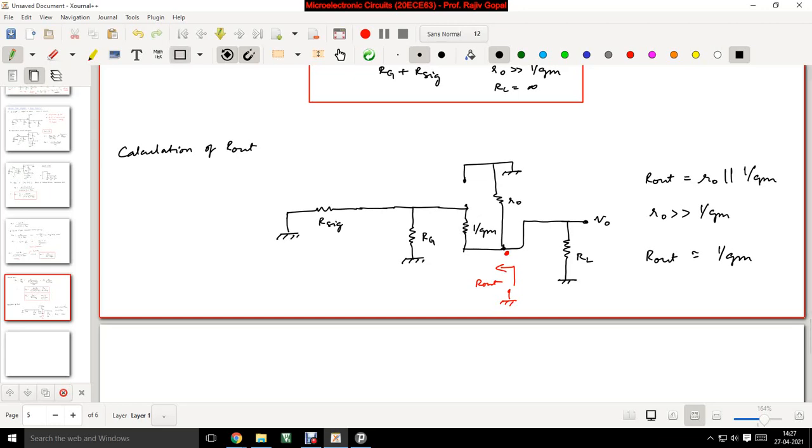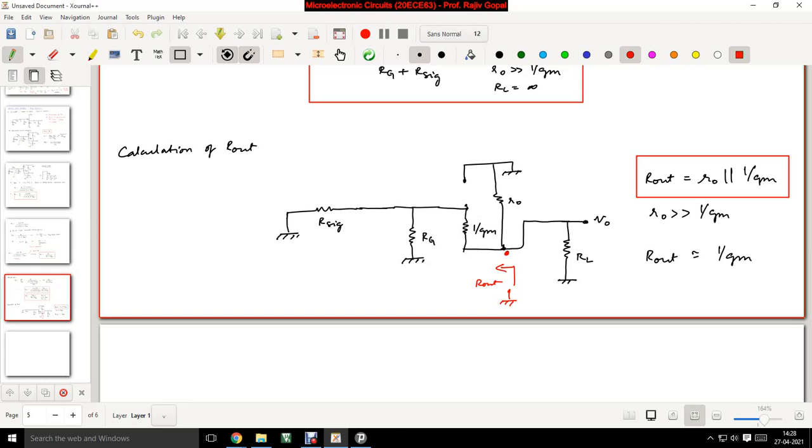I'll put this in a box. If you look at common drain characteristics, gain has no minus sign, which means the amplifier is non-inverting. That's the first thing. The second thing is the voltage gain Av0, which is almost close to 1. So it is a unity voltage gain amplifier, also called a source follower.